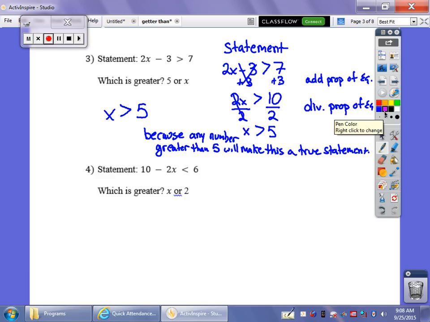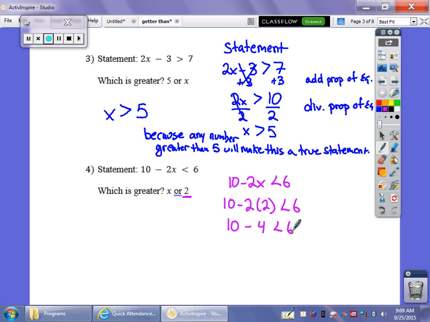All right, so hopefully you had time to work this out. Now, first statement is 10 minus 2x is less than 6. So another way that I could do it is I could plug this 2 in. So which is greater, x or 2? I could plug this in for x. So if I plug that in for x, 10 minus 2 times 2 is less than 6. So this is going to give me 10 minus 4 is less than 6.